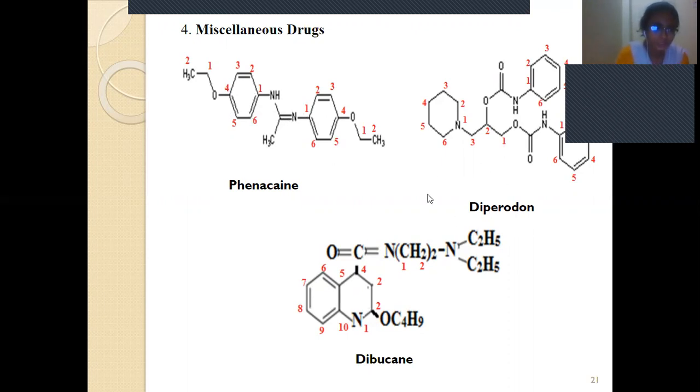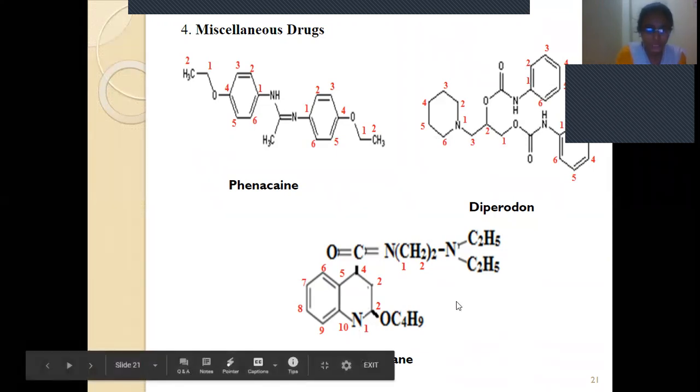Next, diperodon structure. See here, this is the structure of the piperidine. 3 carbon atoms means propane, and here oxygen is there, and here one of the phenyl, here another phenyl is there, and this is the carboxylate, and here one of the carboxylate is attached. See here, piperidine, 3 carbon atoms means propane, and here phenyl, and here phenyl, and this is the carbonyl, and this is one of the carbamate structure.